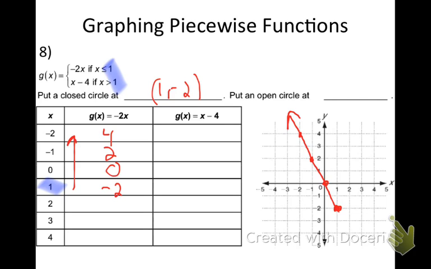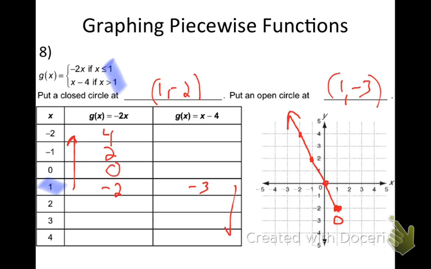Now I do positive 1 again by plugging in my other function. What's 1 minus 4? Will that one be an open or a closed circle? That is an open circle at 1, -3. So open circle at 1, -3 there.